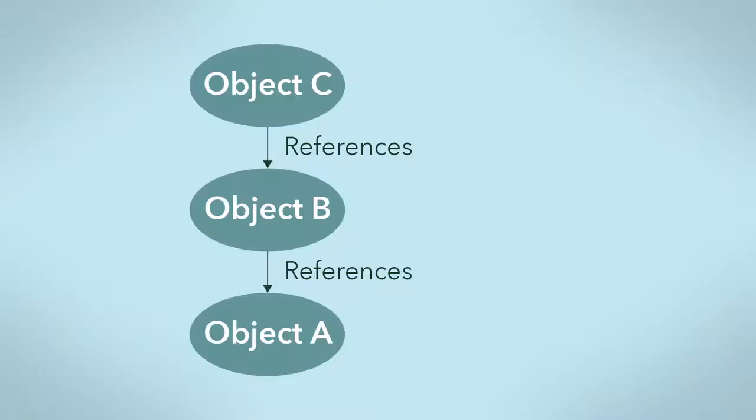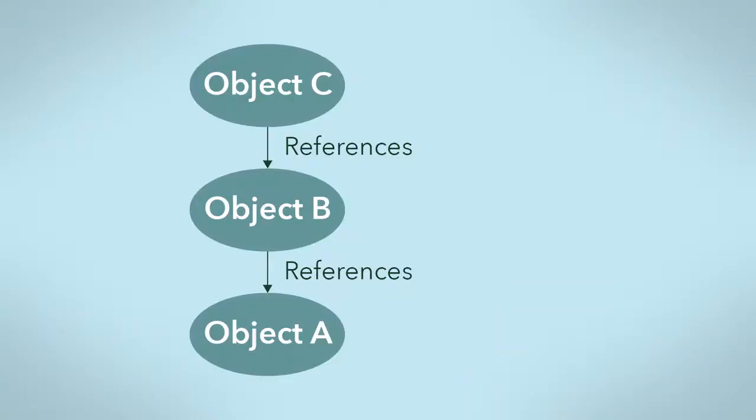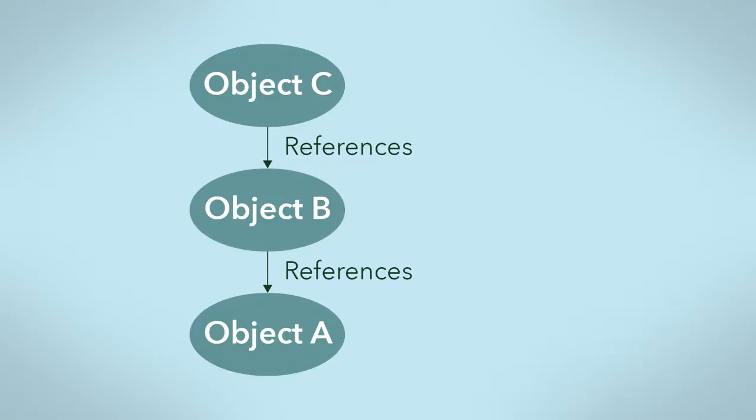This is what an aggregation stack looks like. Object A is a base object because it doesn't contain another object. It will have its own set of behaviors. Object B aggregates Object A, allowing Object B to, in effect, augment the behaviors of Object A. We can continue to add objects to the stack in such a way that Object C aggregates Object B to, in effect, augment the behaviors of Object B.